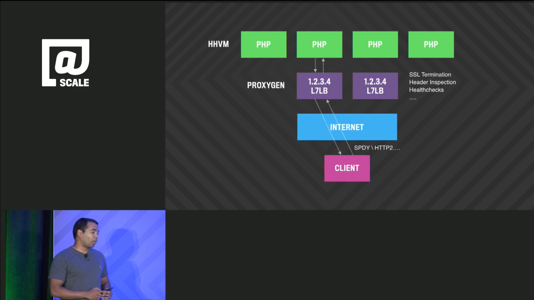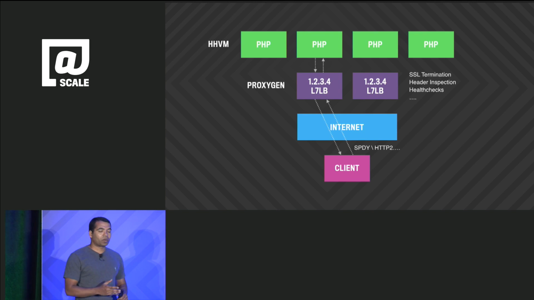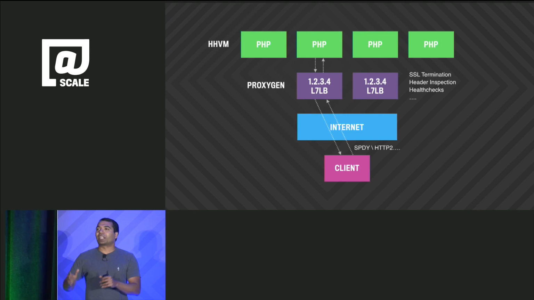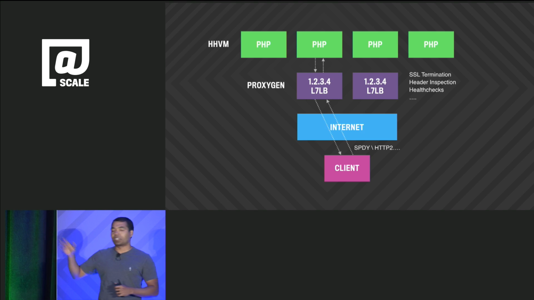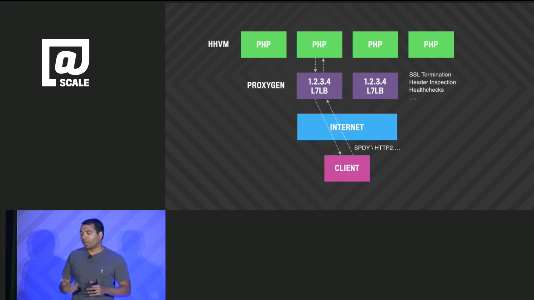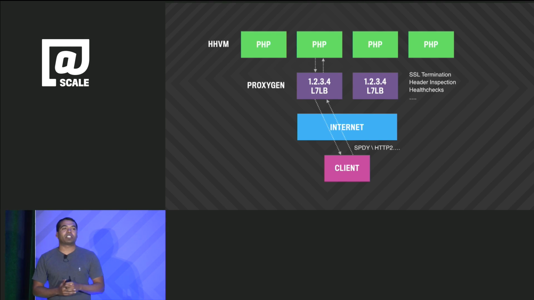So to expand on what Proxygen does for us on the server side, here is a very simplified diagram of what happens when a client requests a resource. It talks HTTP, SPDY, or HTTP/2. It travels over the internet and lands on one of the reverse proxy servers, which is built on top of these Proxygen libraries. Here is the point where we do SSL termination, inspect the headers, load balance it to one of the PHP boxes, get the response back, and stream it back.